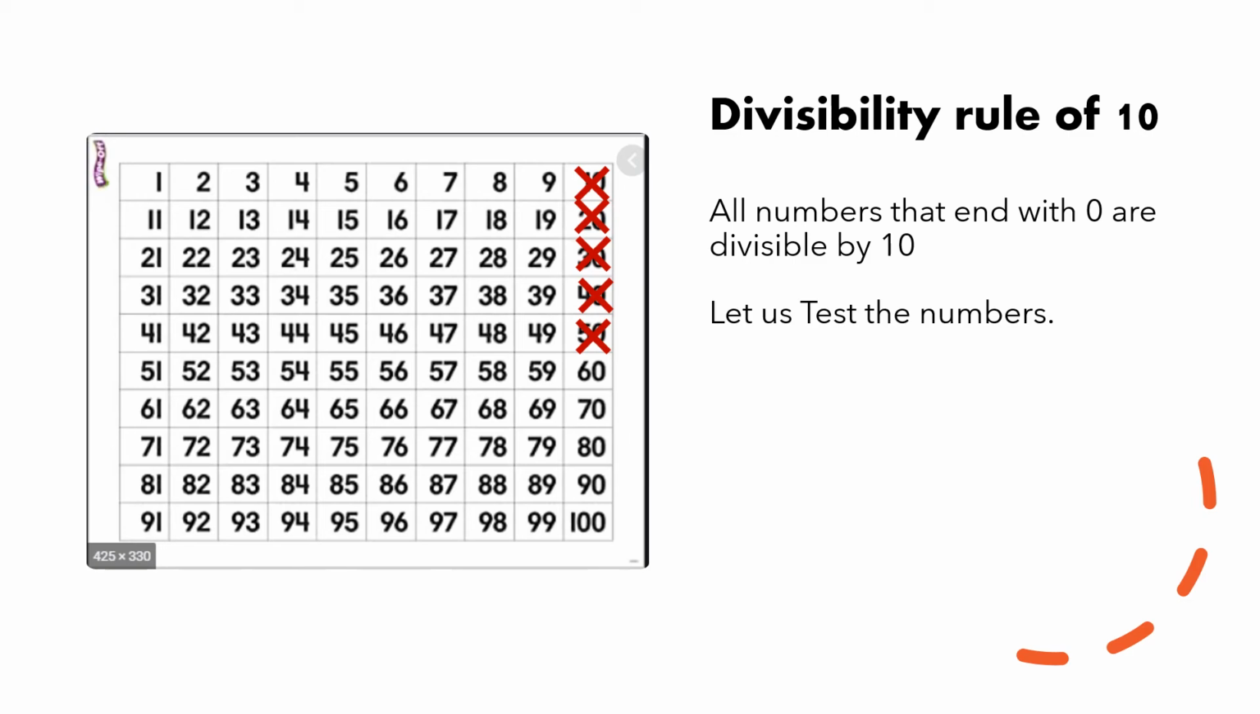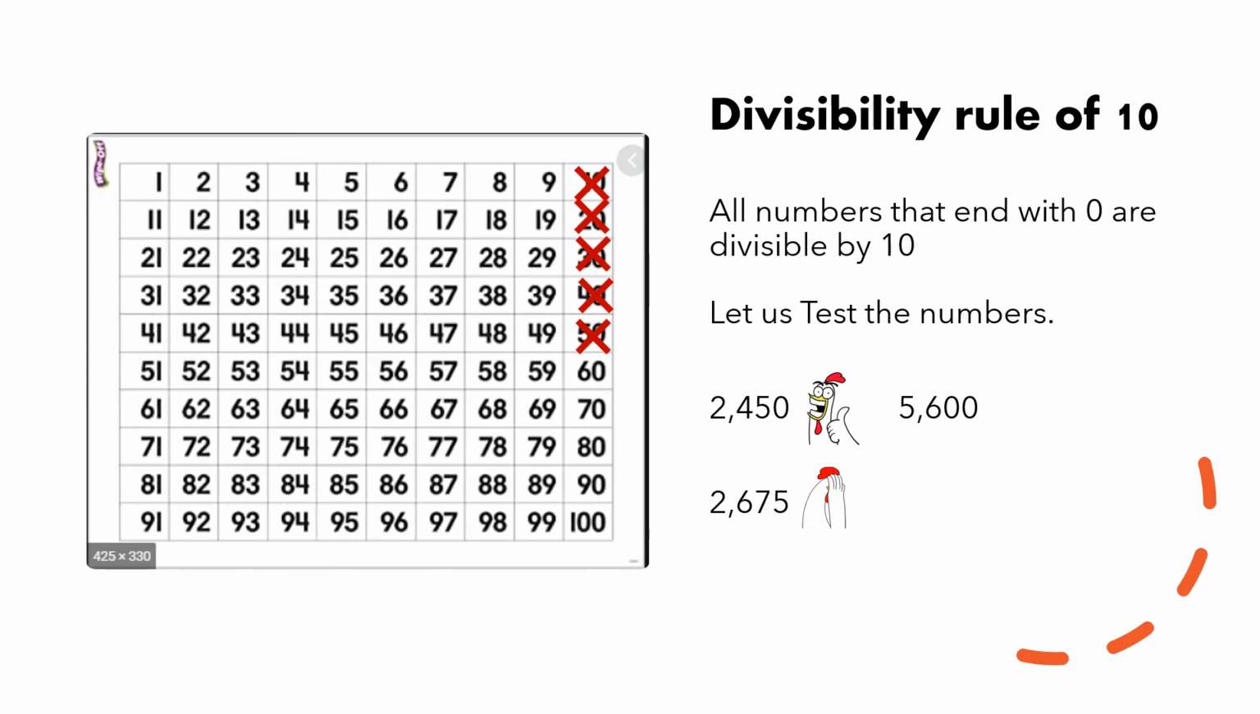So let us test this on some bigger numbers. 2450. You can try dividing it by 10 and see if we get a remainder. Do we get a remainder? No, we do not. The remainder is 0. So 2450 is divisible by 10. Another number, 2675. Divide it by 10 and see what happens. Do we get a remainder? Yes, we get a remainder of 5. So 2675 is not divisible by 10.